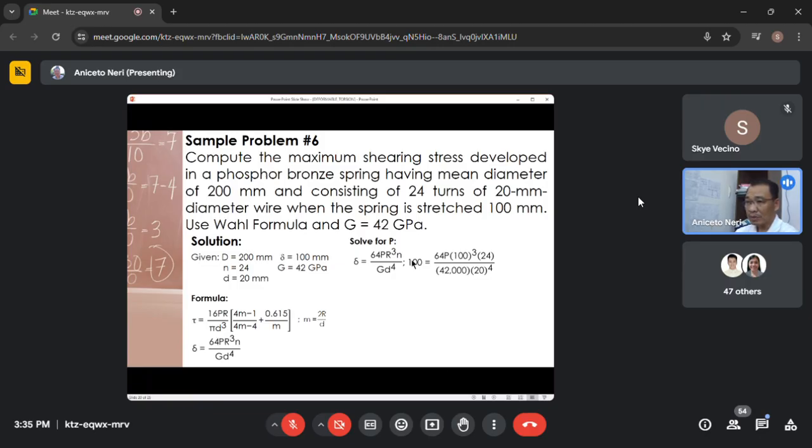So 100 equals 64PR cubed N over G d to the fourth. Radius 100. Number of turns 24. G dayon converted to megapascal. And then diameter raised to 4. Use your calculator. P is equal to 437.5 newtons. So, use this value para i-substitute sa formula sa stress. Then, makuha din mo ang stress.